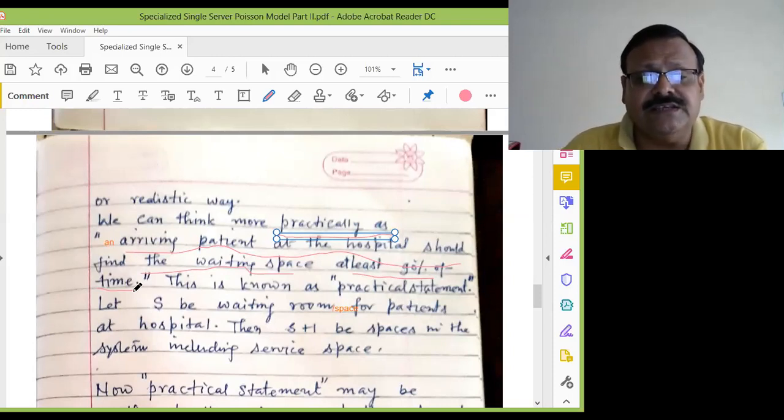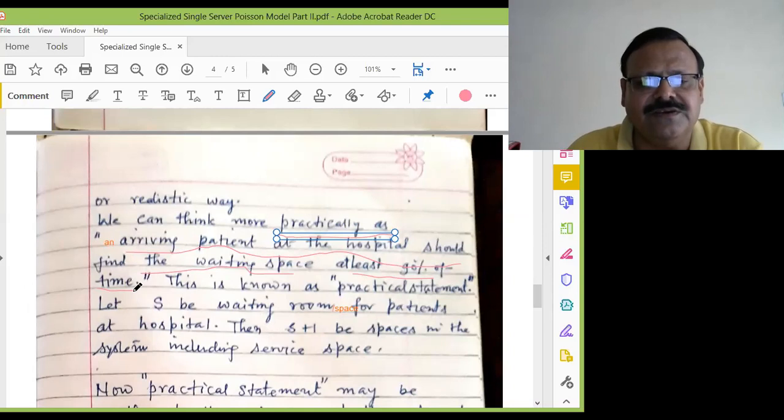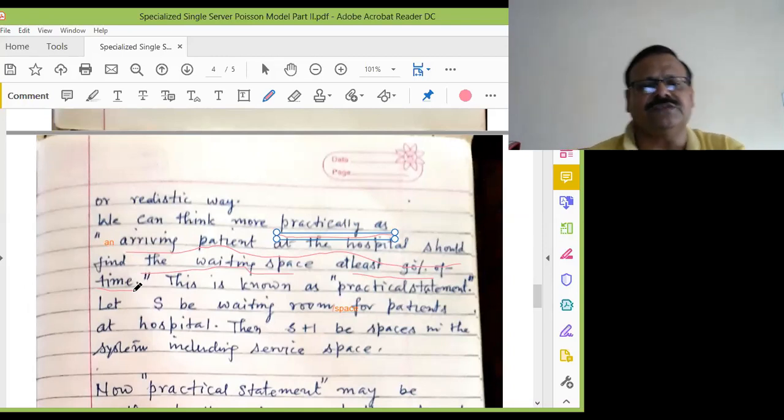90% is okay. This is the practical situation. You can say it may be 99%, but this will become very idealistic. If somebody says 85%, it is also okay. Somebody says 95%, it is also okay. So if you vary it, the problem will give you different solutions. This is known as a practical statement.